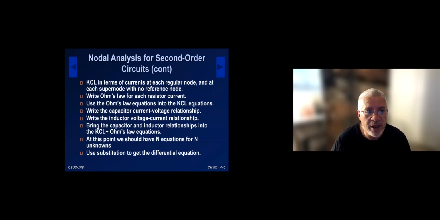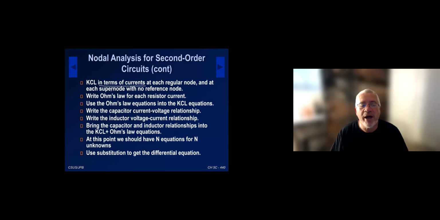Now, this particular page has to do with only the mathematical formulation. Here, we do KCL, and I'm going to ask you to again do KCL in terms of currents, particularly with first and second order circuits. We do KCL at each regular node, and what I call a regular node, as in the past, is a node that is not the reference node and is not connected to a voltage source. So we do KCL at those nodes, and we do KCL at supernodes that do not have the reference node. So these are a set of KCL equations at either regular nodes or supernodes.